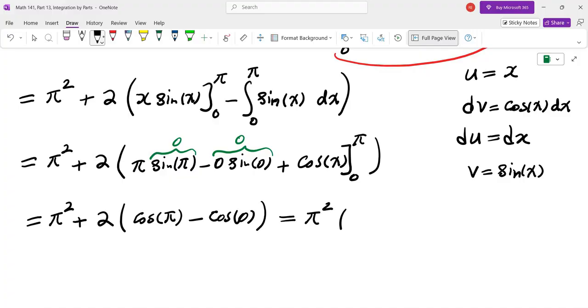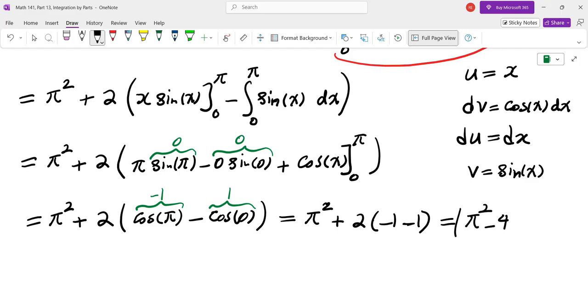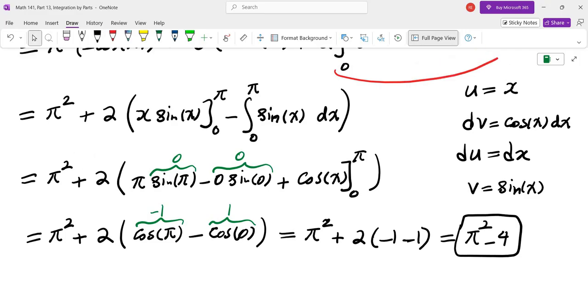So this gives us pi squared times 2. Cosine of pi is negative 1. Cosine of 0 is 1. So that becomes plus 2 times negative 1 minus 1, which is pi squared minus 4. So that is the answer to this problem.